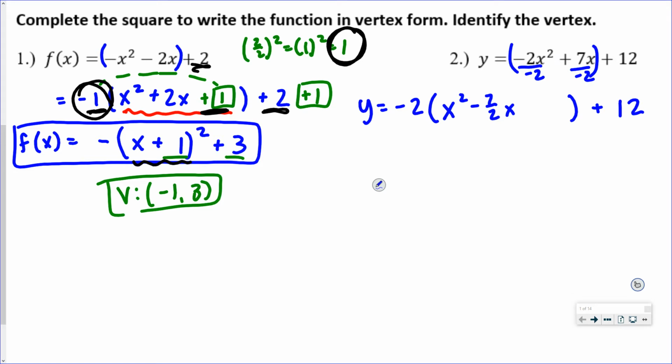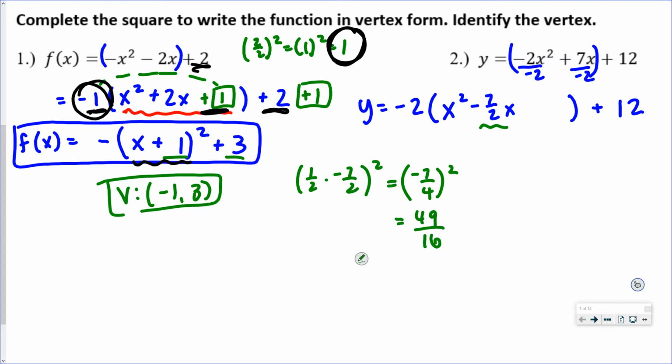This one is just a little bit trickier because we have fractions, but the process is still the same. So I'm going to take half of b. Half of -7/2, and again, this only works if there's a 1 in front. That's why we had to factor that out. Which is -7/4. If I square that, I'm going to get a positive 49/16. So I'm going to add 49/16 right here.